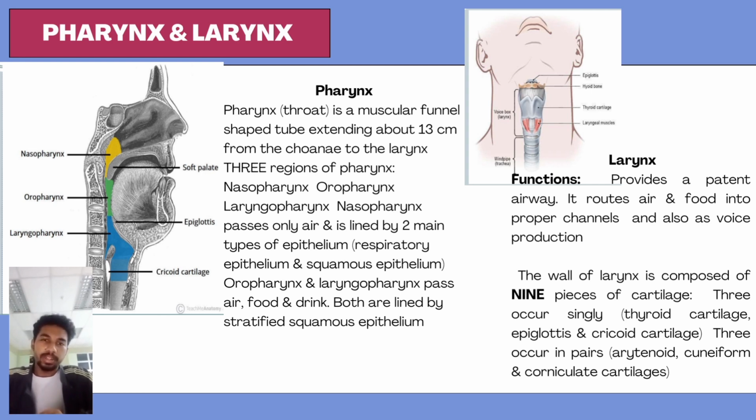What is the function of the larynx? It provides a patent airway, produces sound for voice production, and routes air and food into the proper passage. The wall of the larynx is composed of 9 pieces of cartilage. 3 occur singly, which are the thyroid cartilage, epiglottis, and cricoid cartilage. 3 occur in pairs, which are the arytenoid, cuneiform, and corniculate cartilages.